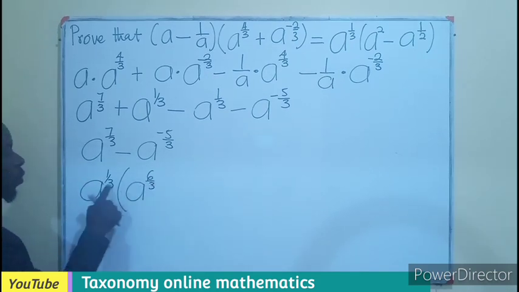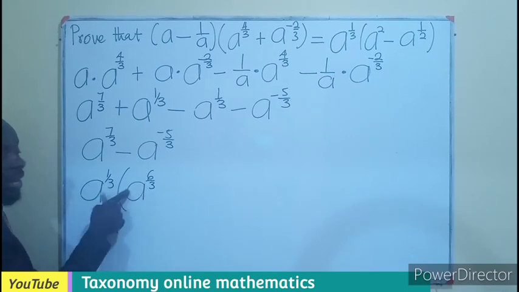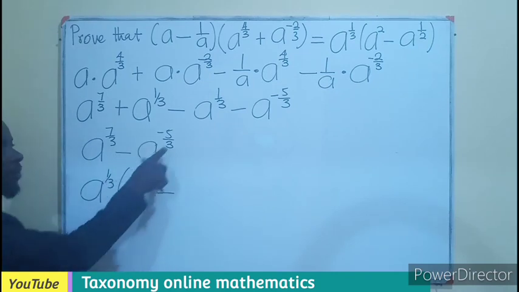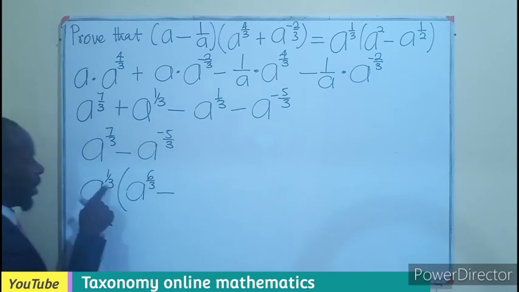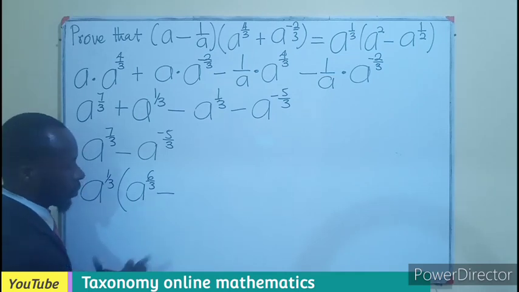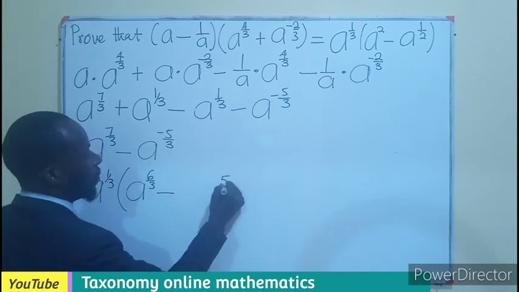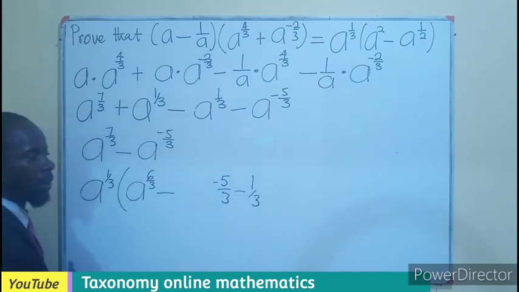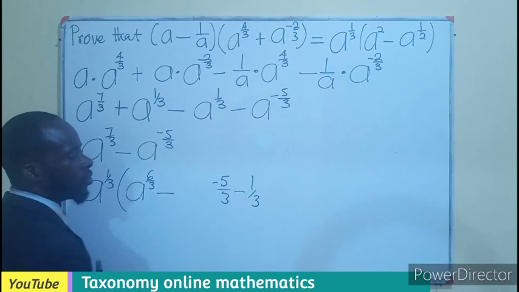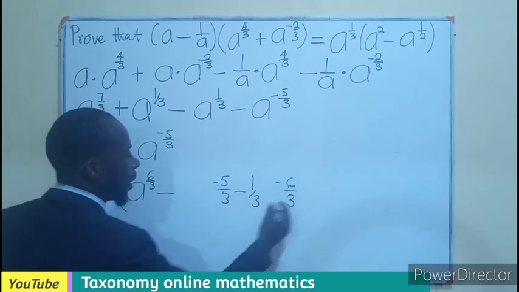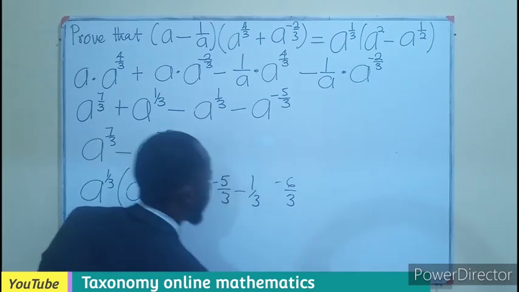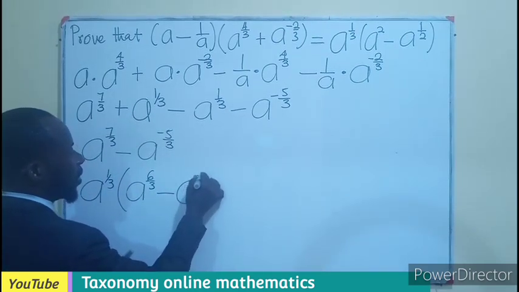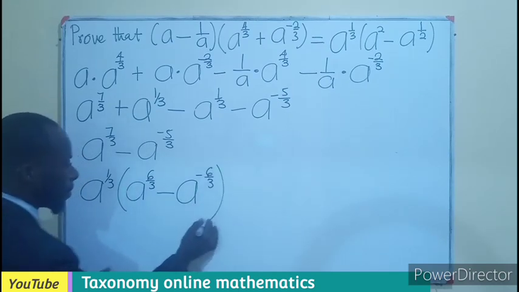Meaning if I add these two powers, when I multiply, this is what I'll get. Then minus, the same thing has to happen here. I want to take away this. So negative 5 over 3 minus 1 over 3. The same base, right? So I'll get negative 6 over 3 as the power. So I have a exponent negative 6 over 3.